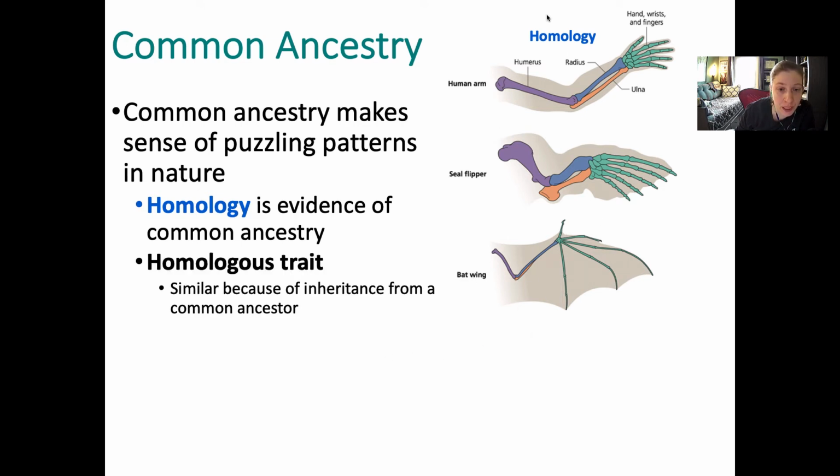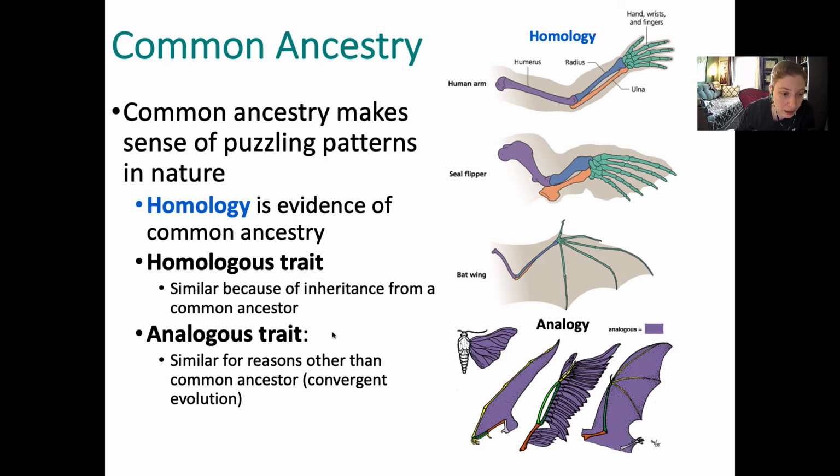We would say that these bones are homologous traits. They are similar in these different species because they were inherited from a common ancestor. Compare that to analogous traits, which are generally similar for reasons other than a common ancestor. Most often we see this in the case of convergent evolution. Here you have 4 different wings, 3 in vertebrates and 1 in insects. The 3 vertebrates are a pterosaur, a bird, and a bat.